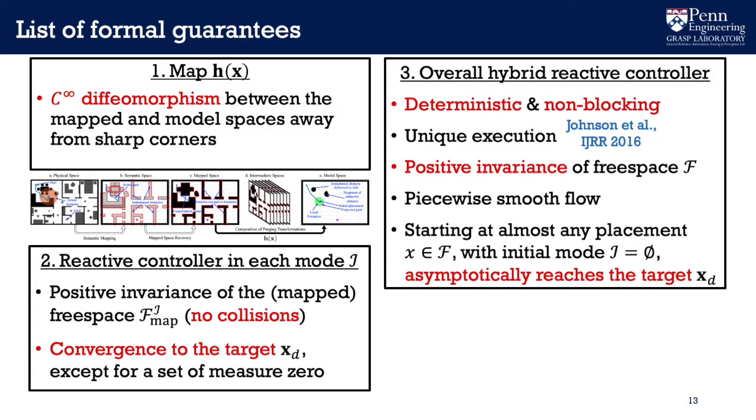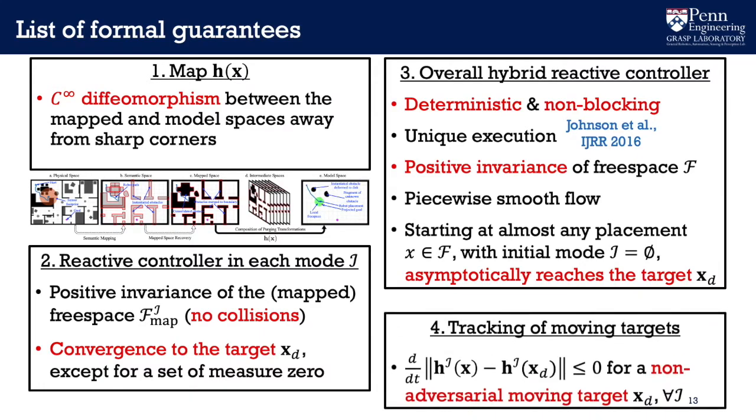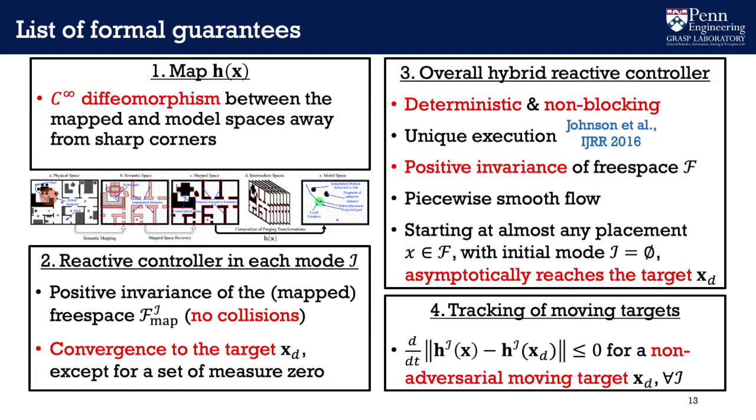The overall hybrid reactive controller is also a well-behaved hybrid system in the sense of being deterministic, non-blocking, and having a unique execution, and also guarantees collision avoidance, generates a piecewise smooth flow, and always steers the robot to its designated target. Finally, we can guarantee tracking of moving non-adversarial targets given some sufficient conditions on their behavior.